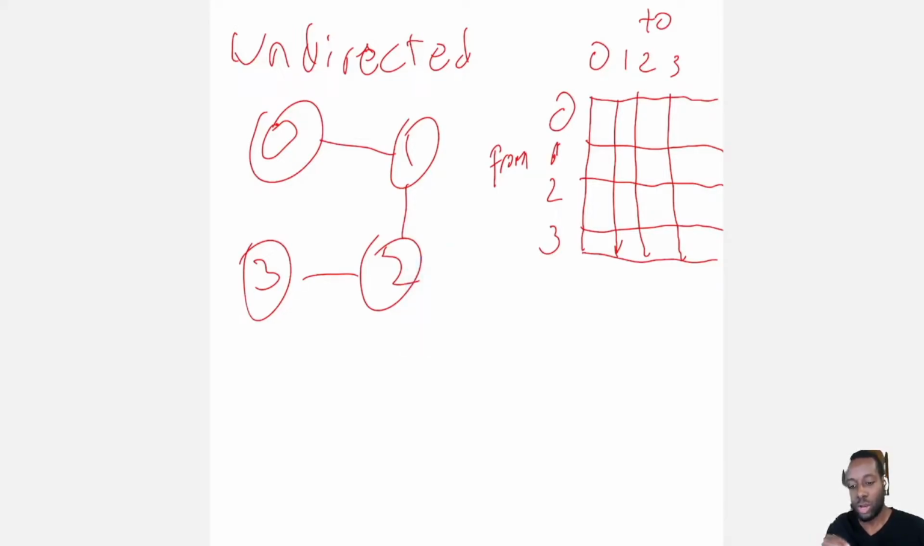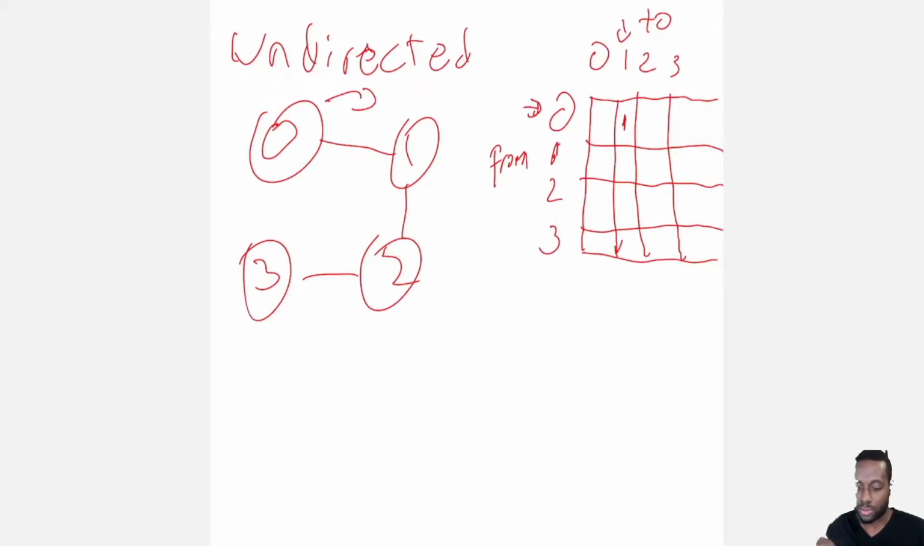We can go from 0 to 1, because that's what the edge is telling us. Since we can go from 0 to 1, we put a 1. For the row it's 0, and then the column is 1, so we put a 1 there.